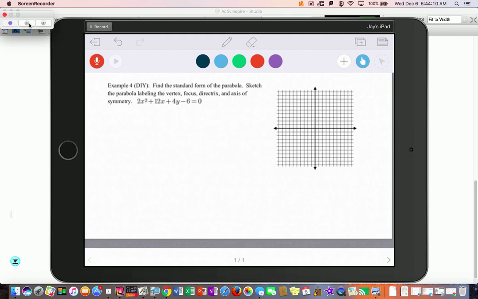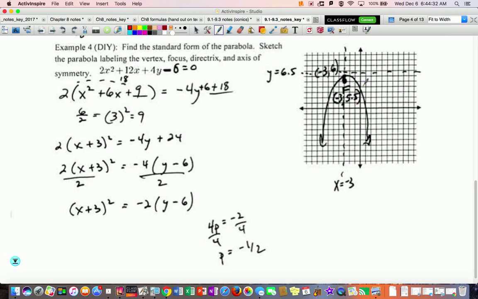Okay, so number 4 is another DIY. So find your standard form, then do your sketch. Come back and check your answer. Pause the video now. All right, so if you did all the work, now we're going to flip over and take a look at the answer. Should have a parabola opening down in this vertex in the second quadrant.